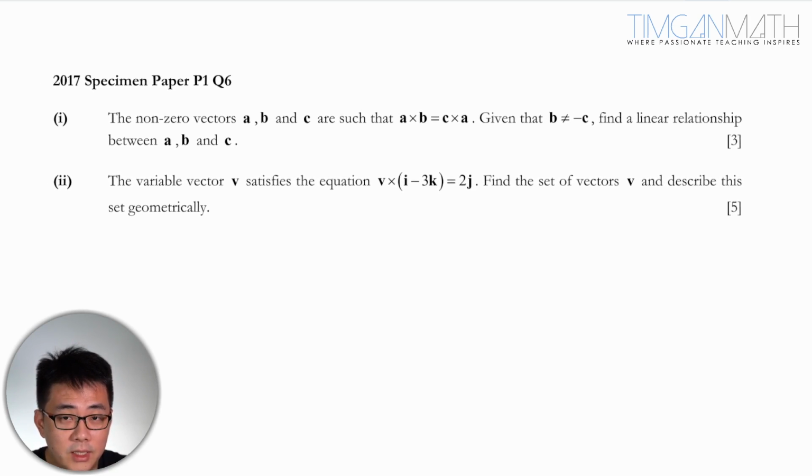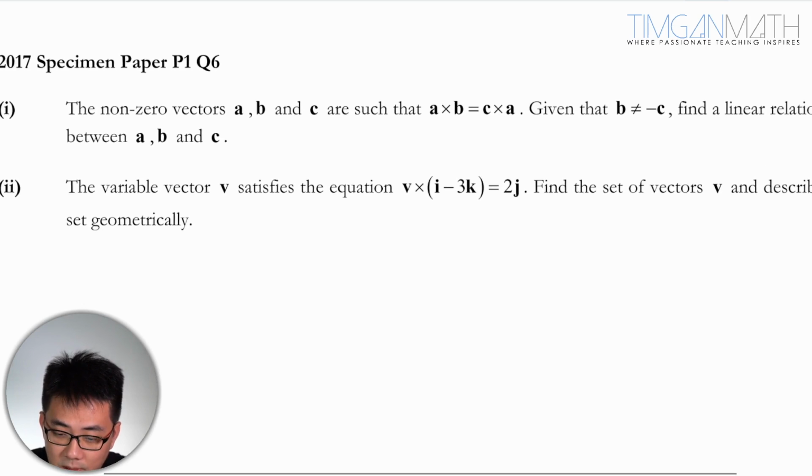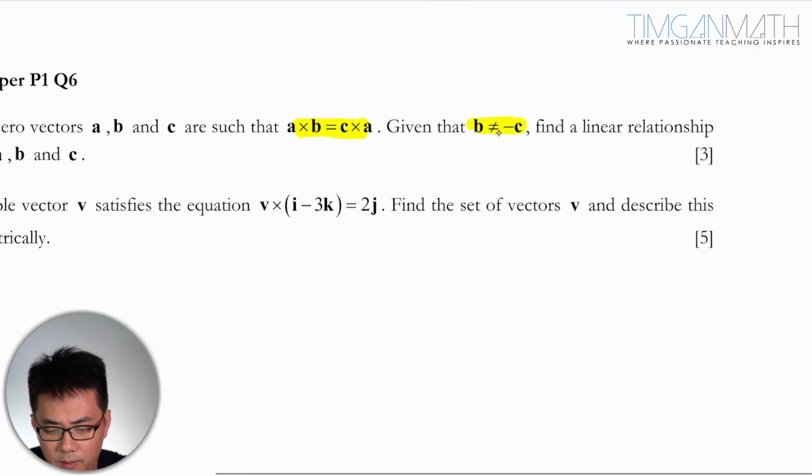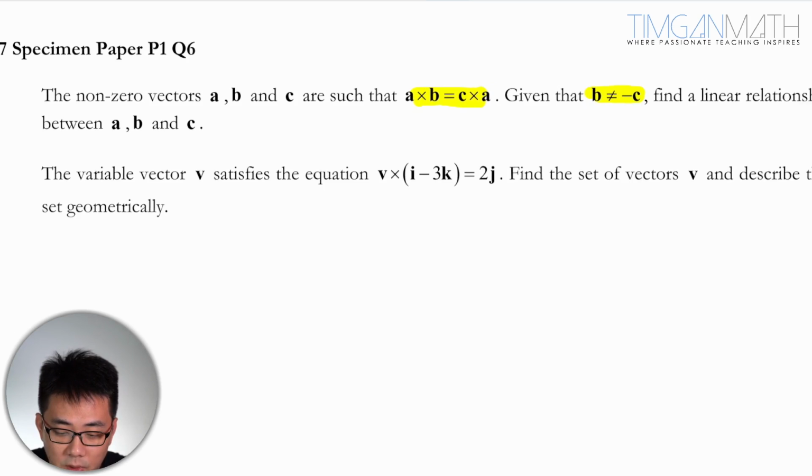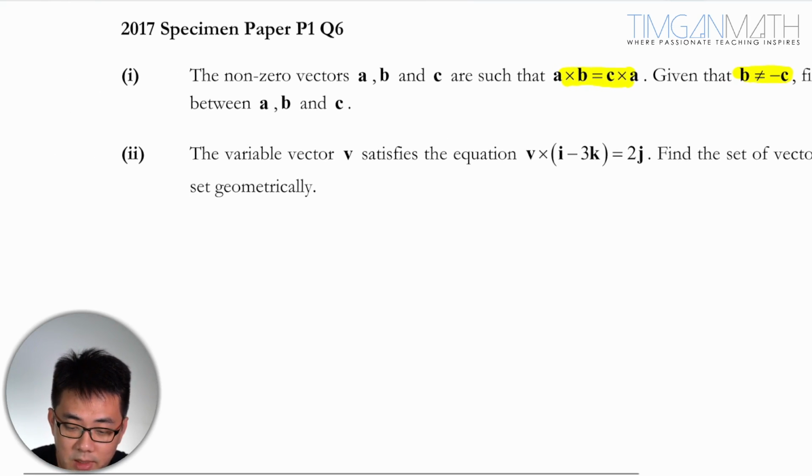Now the non-zero vectors A, B, C are such that A cross B equals C cross A, given that B is not parallel to C, or B is not equal to negative C. Find the relationship between A, B, and C. Okay, great. So let's see how we can do this.